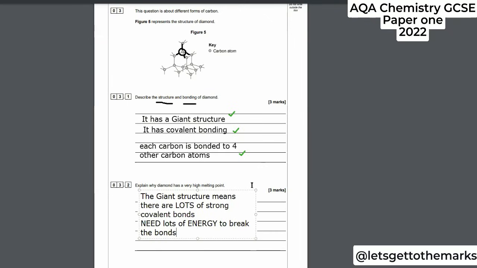So if I want to melt a diamond, I need to break all of those bonds. So it's the fact that there's lots of them. If there was just one covalent bond to break, that's not a lot of energy, but there were trillions and trillions and trillions of covalent bonds in a diamond. It's got a giant interlocking structure. We just call it a giant structure. Lots of strong covalent bonds, lots of energy needed to break the bonds. So that's going to get me 3 marks, 1 for the word giant, 1 for the strong bonds, and 1 for lots of energy needed to break. Okay, let's zing on.